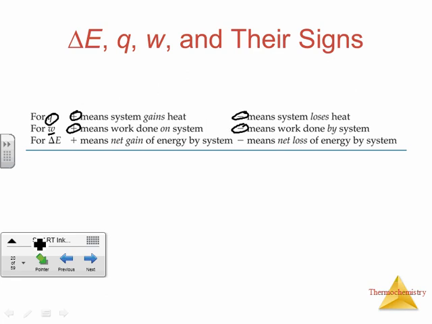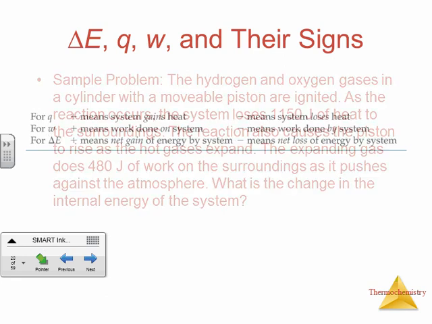And a negative W means there's work done by the system on the surroundings. The system is doing some work to the surroundings, which means it's transferring some of its energy to the surroundings. For delta E, if it's positive, that means there's an overall energy gain by the system, and if it's negative, it means there's a net loss of energy by the system.